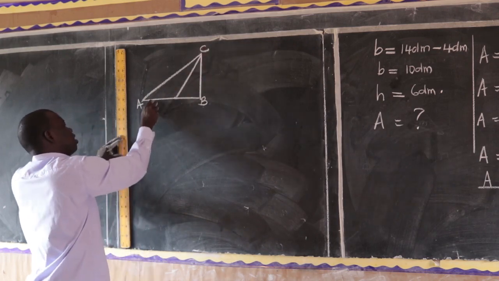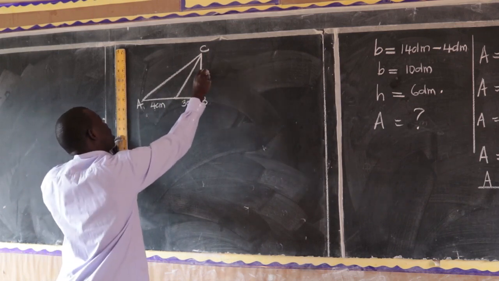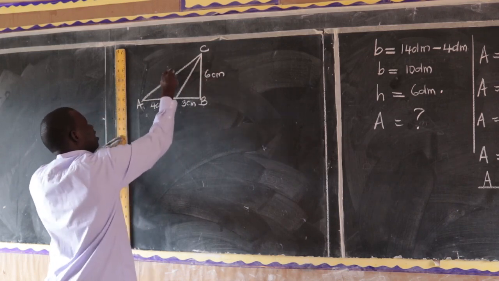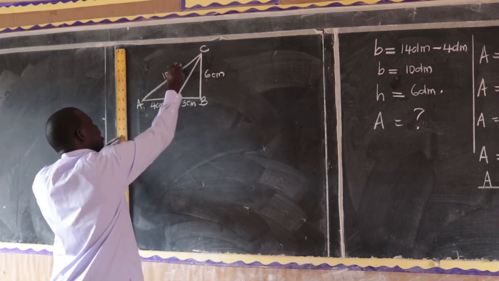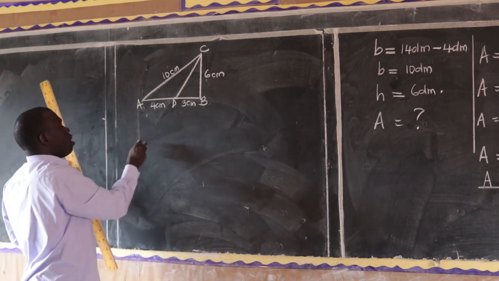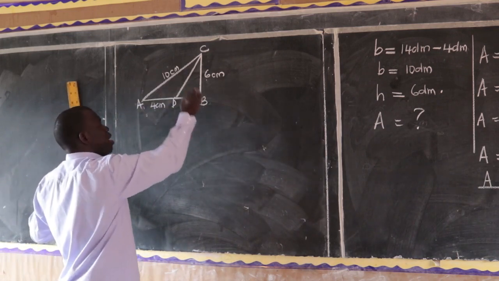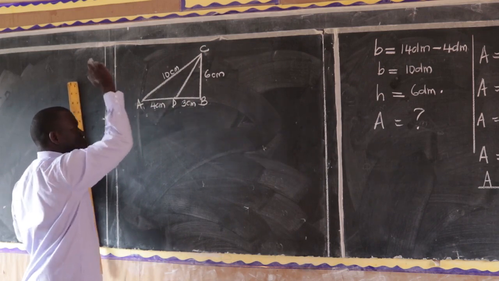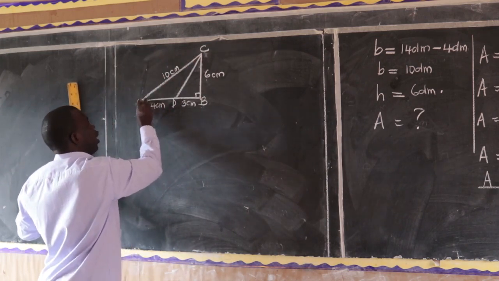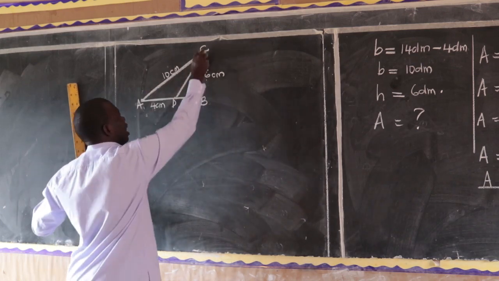And the question wants you to find the area of triangle ABC. From here to here is 4 centimeters. This is 3 centimeters. And this one is 6 centimeters. This is 10 centimeters, like that. So what is the area of triangle ABC? From A to B, and then from B to C, back to A. So this is the triangle we're talking about, this one here.